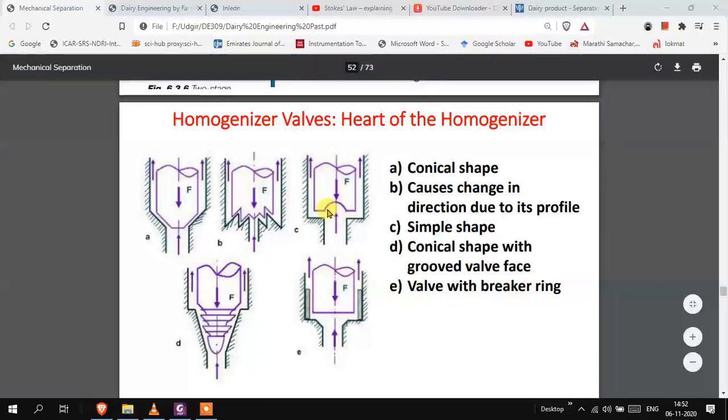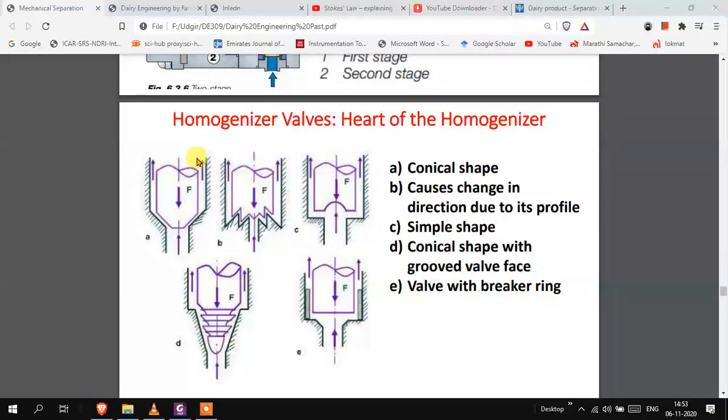There are different designs of a valve. You can see here, this one is the conical shape, this one is the simple shape, this one is the conical shape with grooved valve face, this one is the valve with breaker ring. So there are different designs of a homogenizer, and इस valve को हम कहते हैं heart of the homogenizer, because यही एक पार्ट होता है जो एक्चुअल में इफेक्ट करता है homogenizer को. Okay, it causes homogenization of the fat globules.